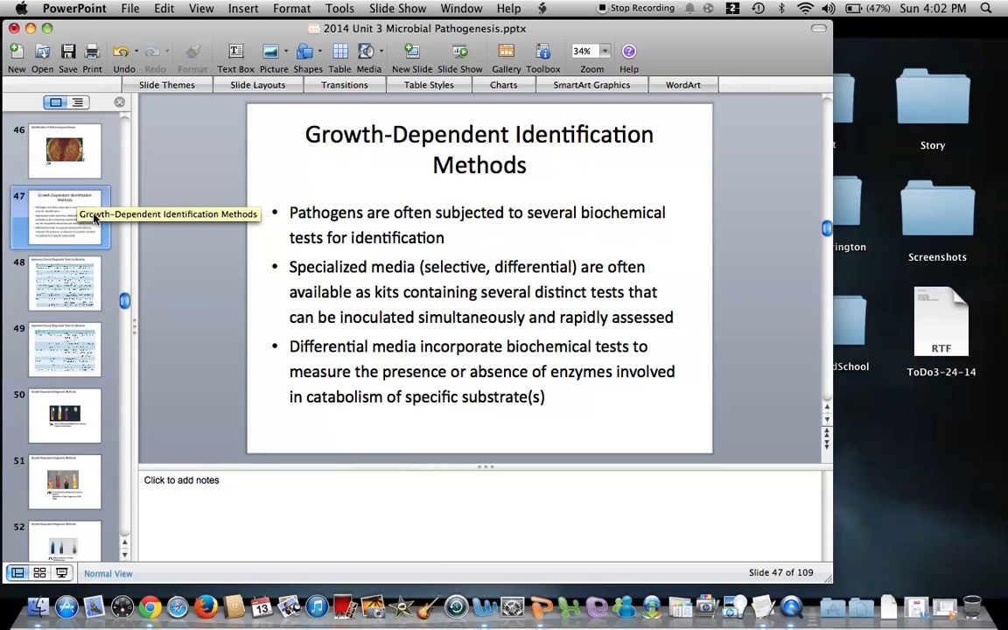Growth-dependent IDs. Pathogens are often subjected to biochemical tests, like I said, we're doing right now. There's specialized media that are selective and differential, and then different media incorporate these biochemical tests.